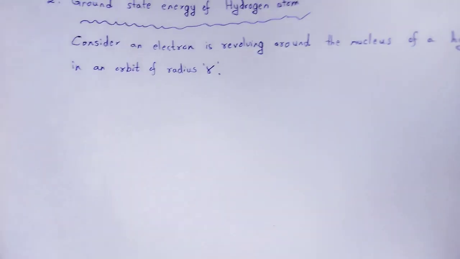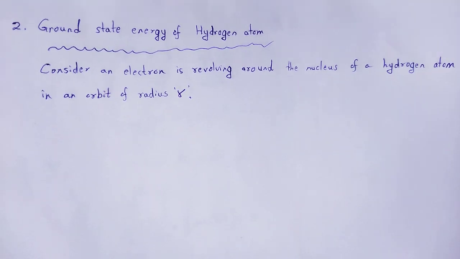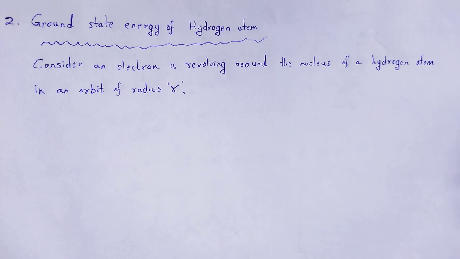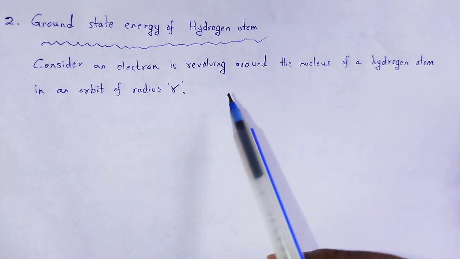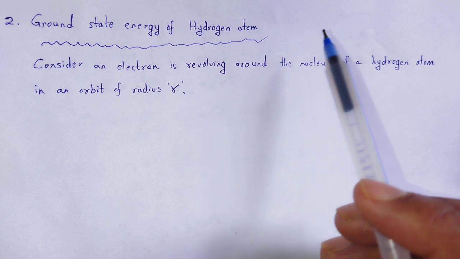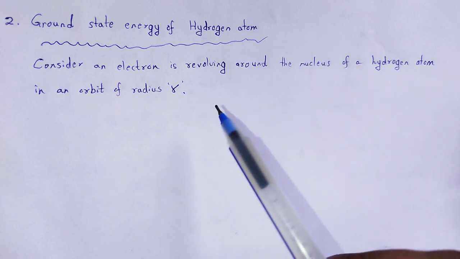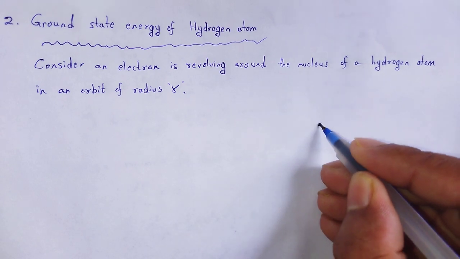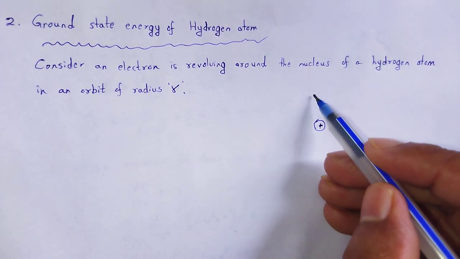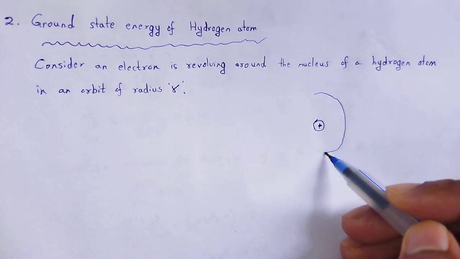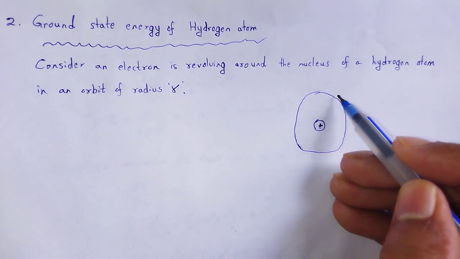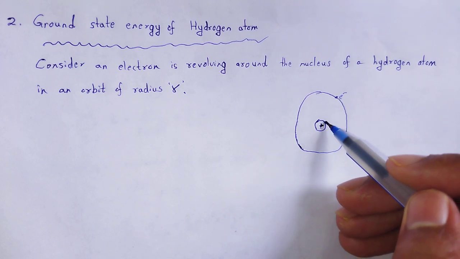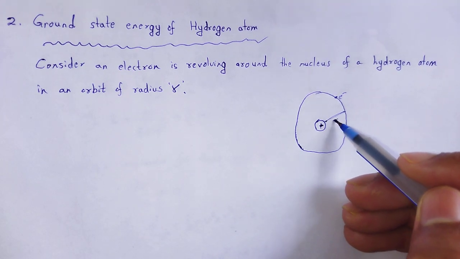Next application, we have to calculate the ground state energy of hydrogen atom. Let us consider an electron which revolves around the nucleus of a hydrogen atom in an orbit of radius r. Here is the nucleus, and an electron revolves around the nucleus with the radius r.